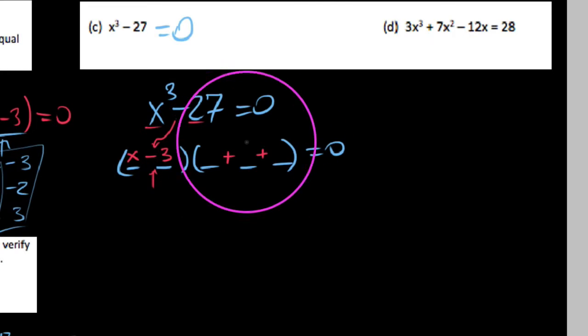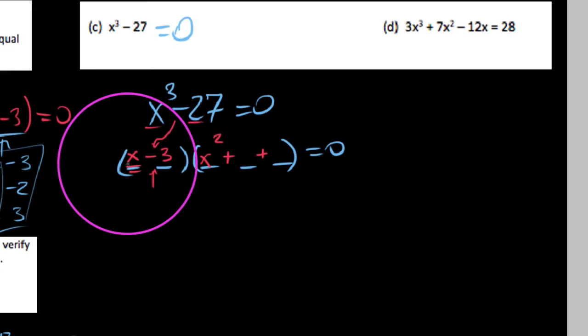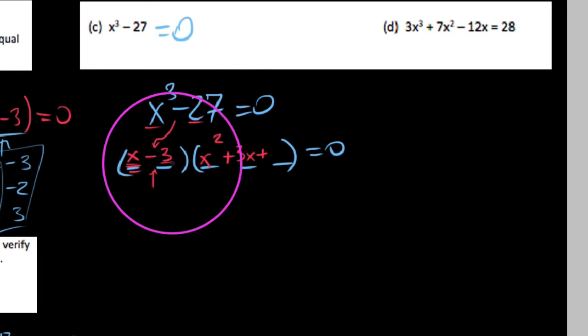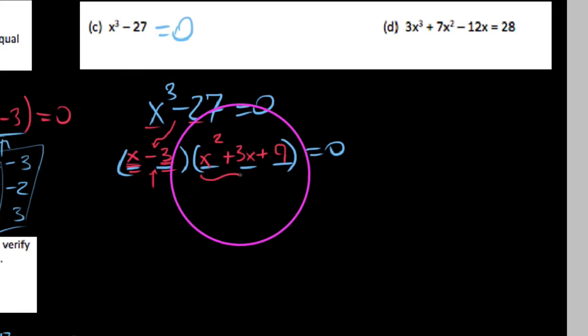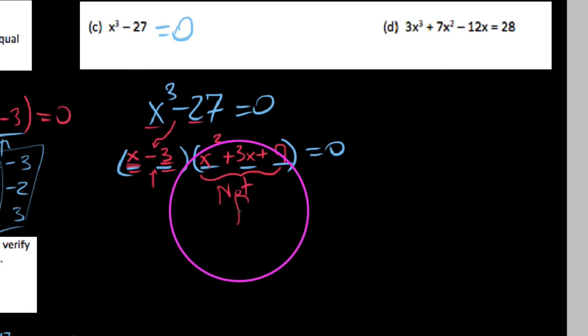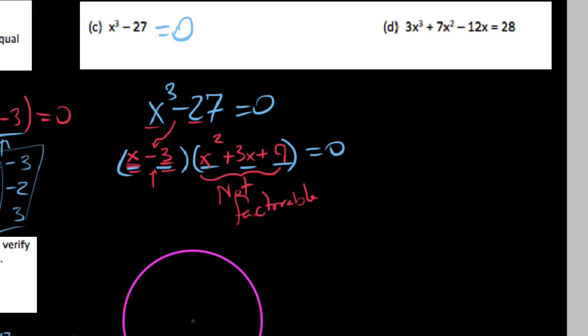So to get these terms in my trinomial, you take x times x, which is x squared. And then you take x times 3, which is 3x. And then you take 3 times 3, which is 9. Nice thing about this, and I'll make you a promise here, is that this is not factorable. If you factor a difference or a sum of 2 cubes, this trinomial is not factorable.